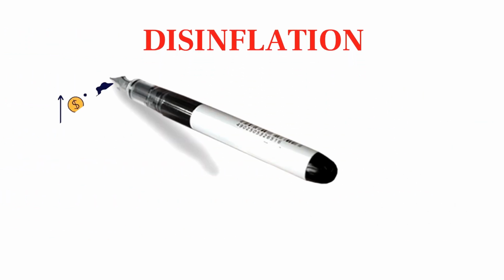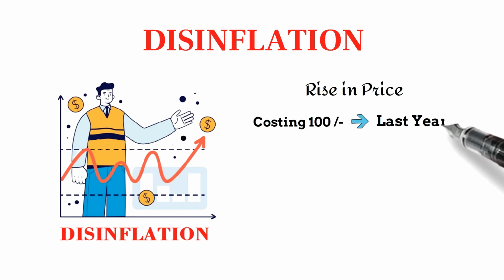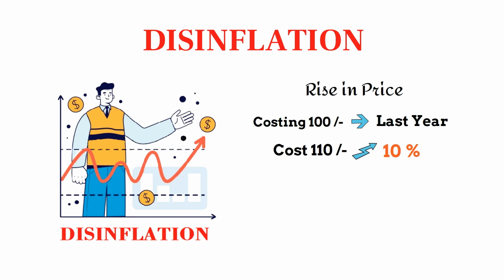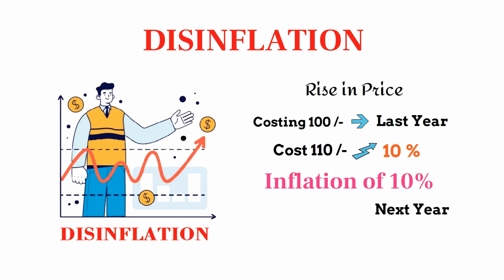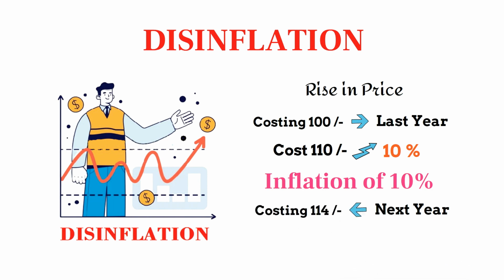Then our next term is disinflation. In disinflation also there is a rise in price. Suppose something that is costing rupees 100 last year now costs rupees 110. So there has been an increase of 10%, right? So we will say that there is inflation of 10%. Now suppose next year this 110 rupees product is costing 114 rupees. That means again there is an increase of 4% in the price, right?